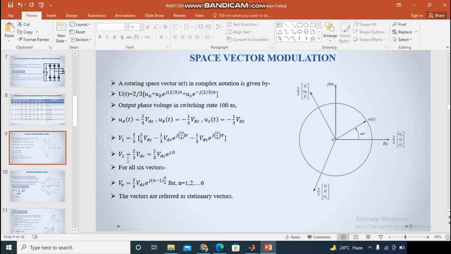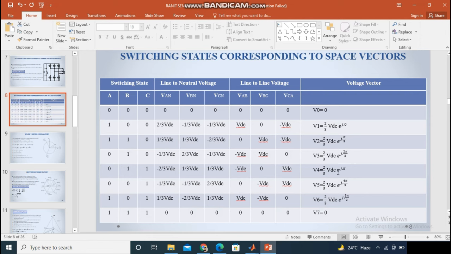From the calculation, V1 can be written as 2/3 of VDC, or it can be written as 2/3 of VDC into e to the power j0. We are adding this e to the power j0 part for our calculation purpose for the rest of the sectors. That means Vn is equal to 2/3 of VDC into e to the power j(n-1)pi/3. Here n is the sectors, that is n equal to 1 to 6. So from this equation you can easily calculate V1 to V6 vectors. That is how we are getting V0, V1, V2, V3, V4 as well as all other vectors.